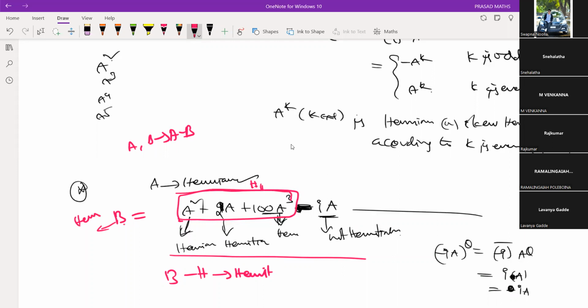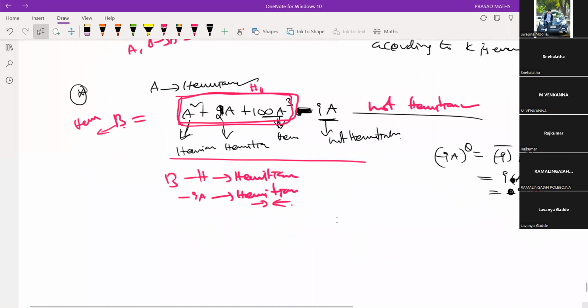This bracket term is Hermitian. What about B minus H? It should be Hermitian. What is B minus H? Minus iA. Question: is minus iA Hermitian? No, minus iA is not Hermitian. Therefore, contradiction. What you assumed, that B is Hermitian, is wrong. Therefore, B must not be Hermitian. Is it clear? Yes, sir.